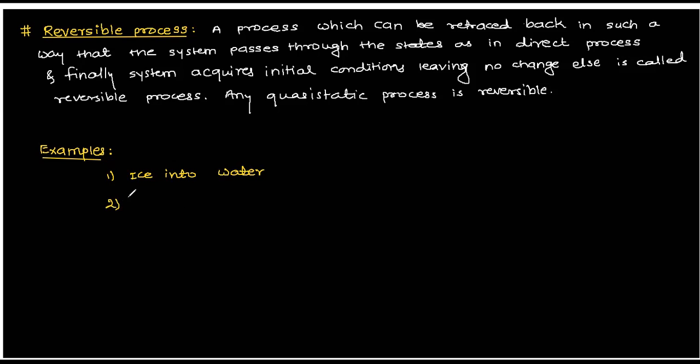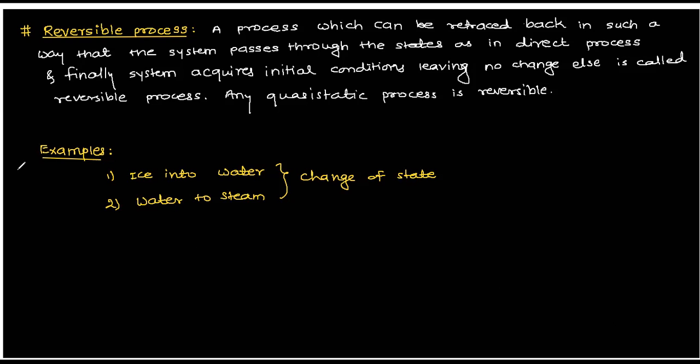Next example, water to steam. Just this is a change of state. Okay, change of state. Keep it in mind. These are the two examples which I have told you of this reversible process. Okay, understand? This is what a reversible process is.